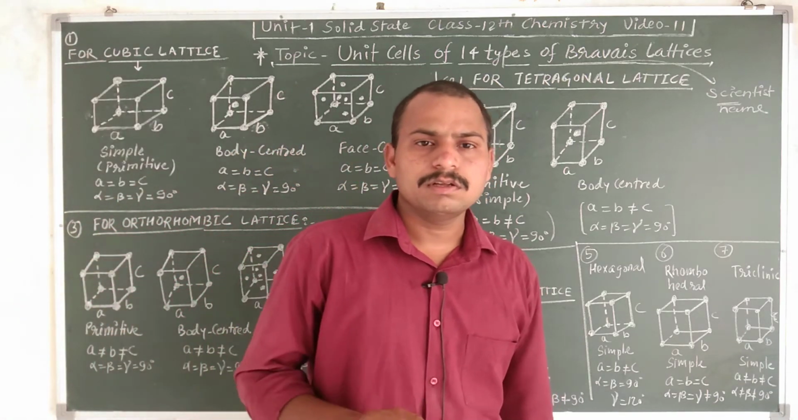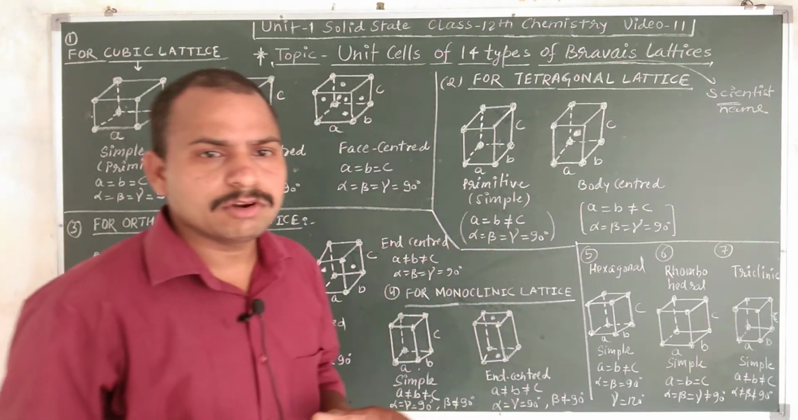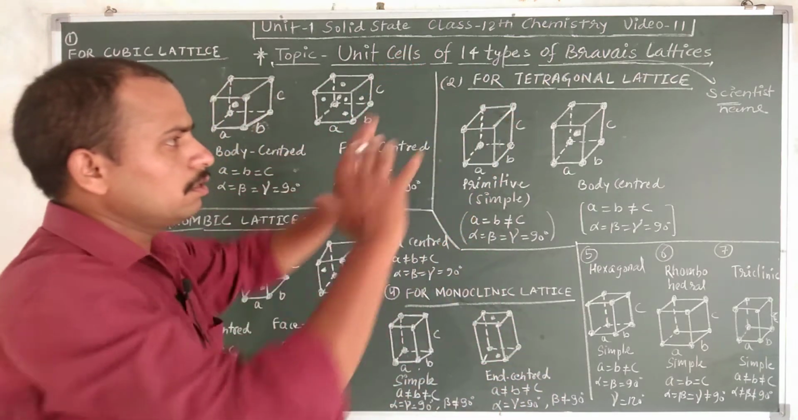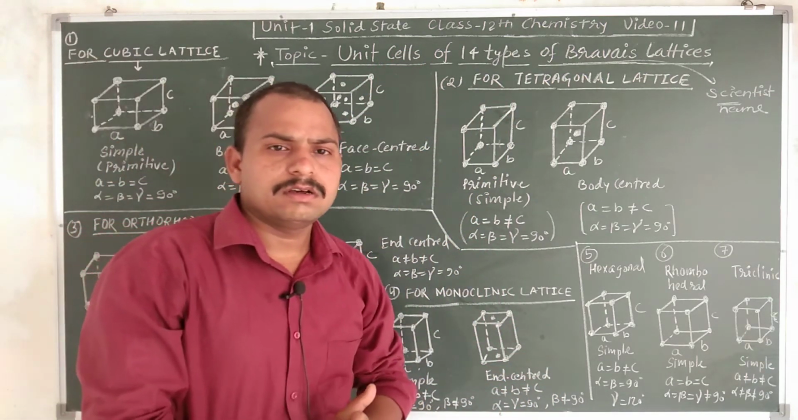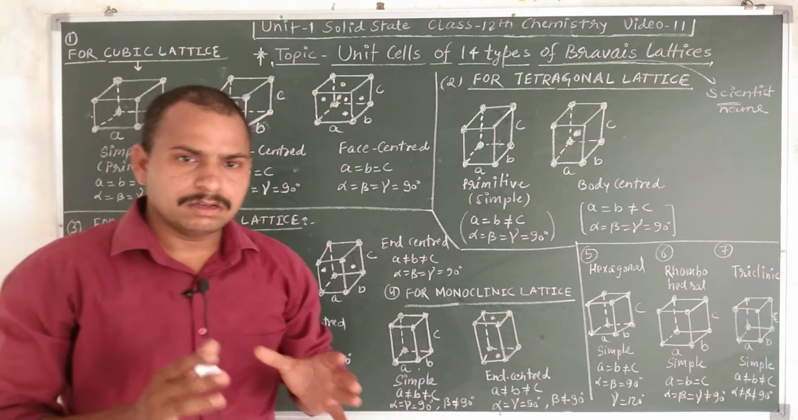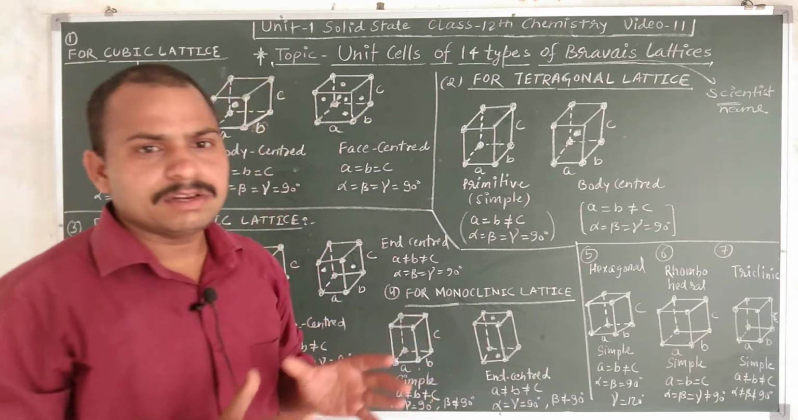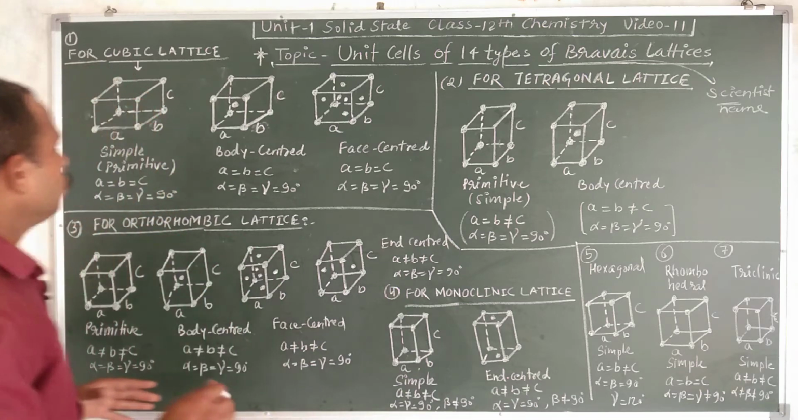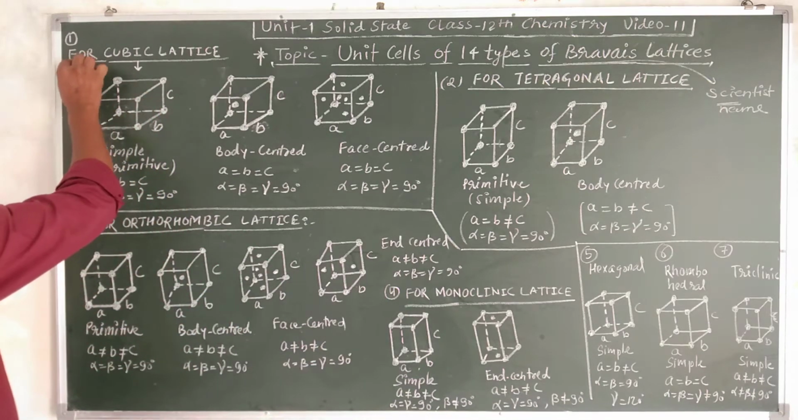So first crystal system, in the previous video lecture we wrote a table. The table is very important. So the first crystal lattice is cubic.